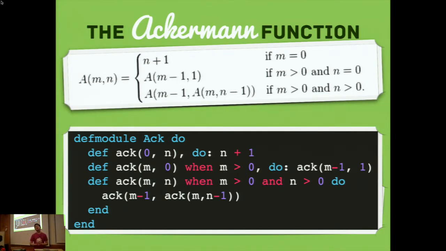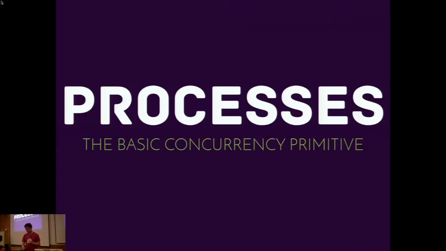This is the same function expressed in Elixir. It should be pretty straightforward to understand. An Elixir program is organized in modules, and within the modules are essentially function clauses. Having introduced the Ackerman function, now let's go on to the fun stuff. We'll see how to write a concurrent program in Elixir using the Ackerman function as an example.